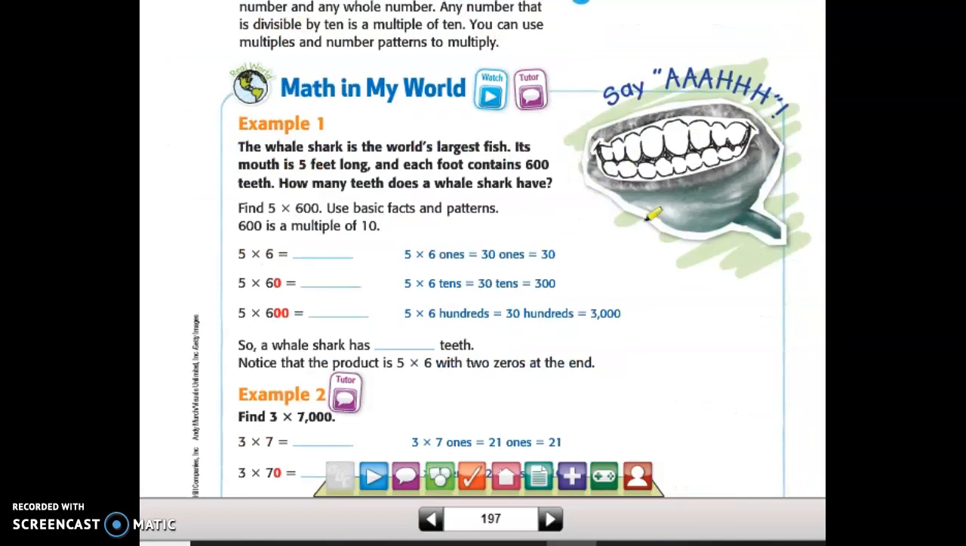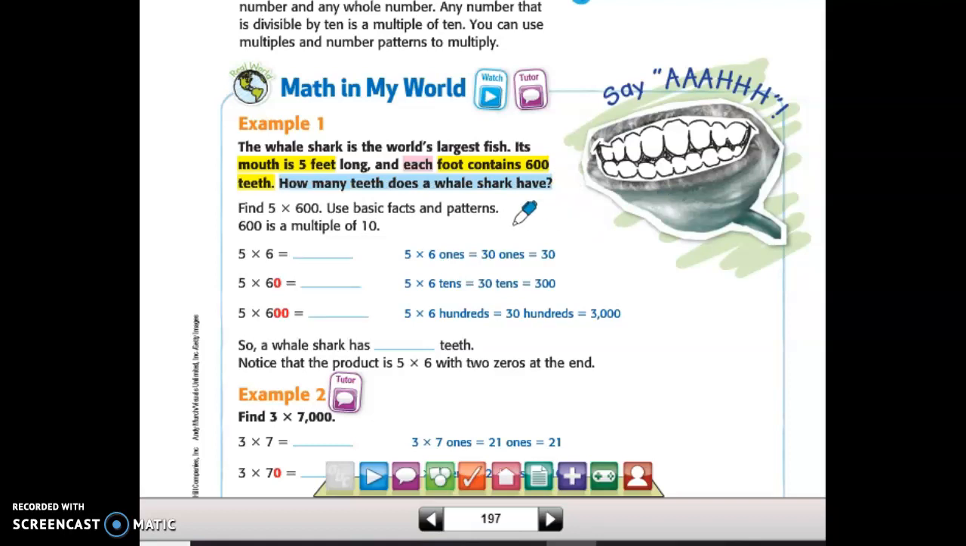And example 1. The whale shark is the world's largest fish. Its mouth is 5 feet long and each foot contains 600 teeth. How many teeth does a whale shark have? So I highlight the information I need. Mouth is 5 feet long. Each foot contains 600 teeth. And each is going to be a key word that I want to highlight. Okay, and our question is, how many teeth does a whale shark have?